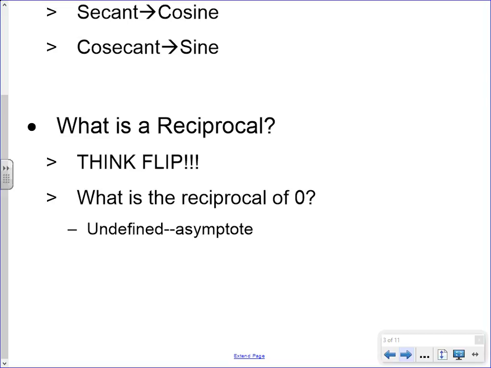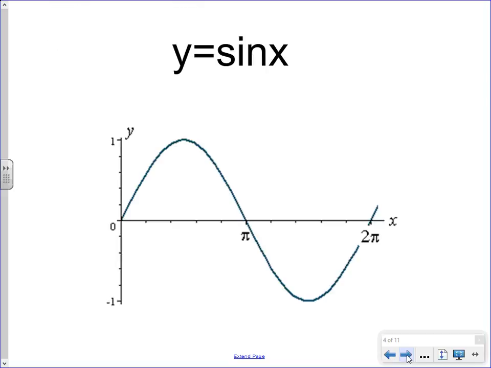Okay, so what we're going to do is construct the secant and cosecant parent function graph based on our sine and cosine parent function graph. Basically, when I ask you to graph a secant or cosecant graph, you're going to graph its reciprocal and then draw in the actual curve with the asymptotes. So, what I'd like you to do is very nicely graph y equals sine of x.